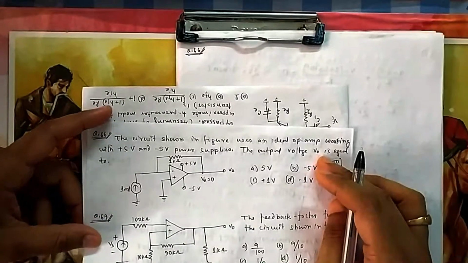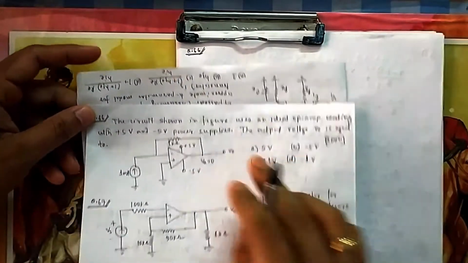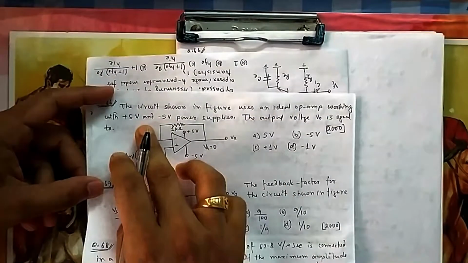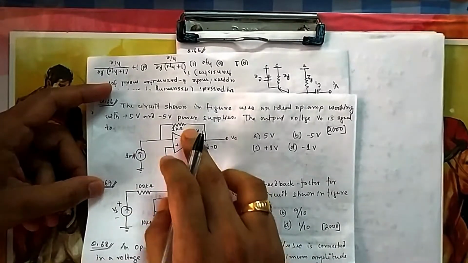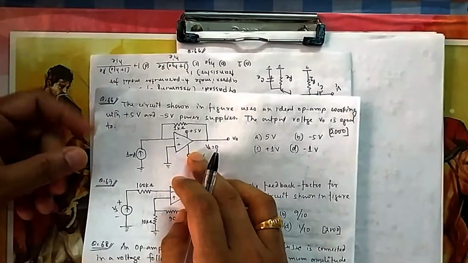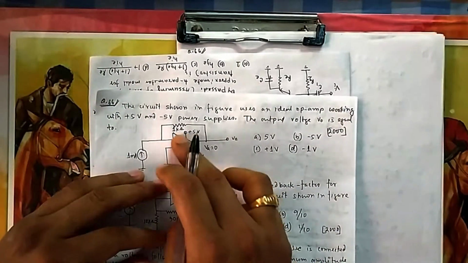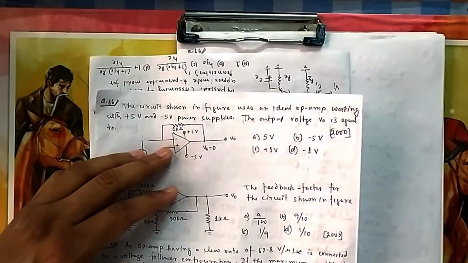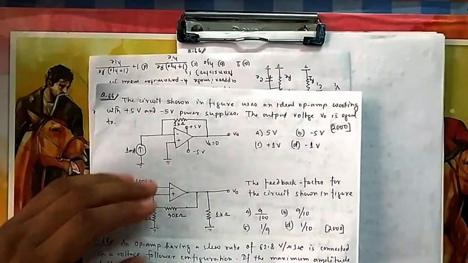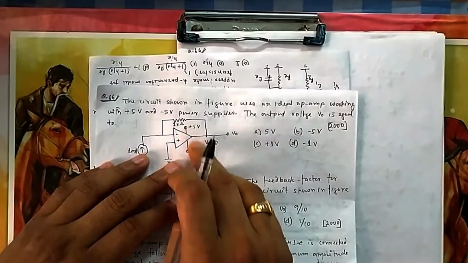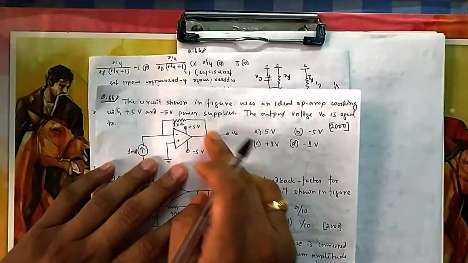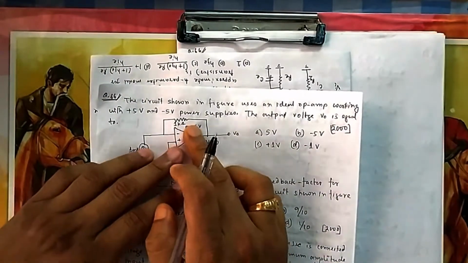In question number 66, what they are asking: the circuit shown in the figure has an ideal op-amp working with plus 5 volt, minus 5 volt. These are power supplies. These are actually saturation voltages. What is the meaning of this voltage? That means internally there are transistors, and the biasing of the transistors is done using these supplies. So you can think of what the applications are while solving numericals. These are actually saturation levels.